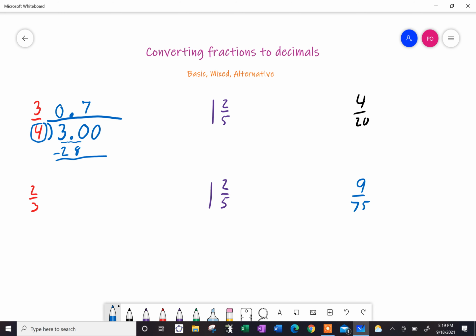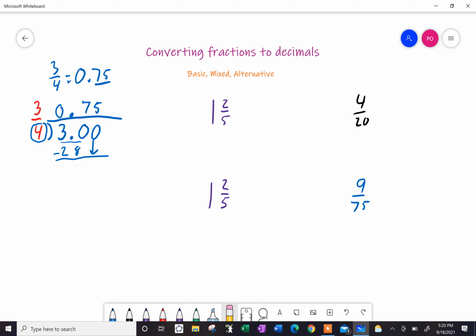By the way, this is not the only method of doing this. 30 minus 28 gives me a remainder of 2. I bring down the 0. And now I say, how many times does 4 go into 20? The answer is 5 times, and 20 minus 20 is 0. So 3/4 is equal to 0.75, or 75 hundredths. All right? That's important to know because that 5 is in the hundredths place.